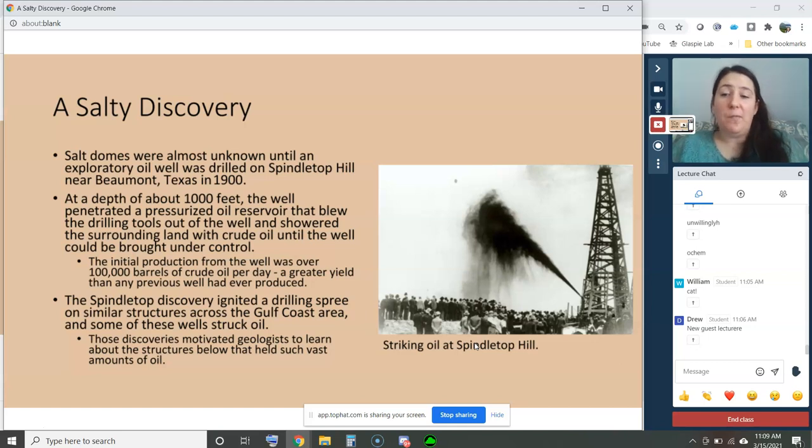This was a really productive well. The initial production from the well was over 100,000 barrels of crude oil per day. And this was a greater yield than any previous well had ever produced. And so after this success, the Spindletop discovery ignited a drilling spree on similar structures across the Gulf Coast. And so they were looking essentially for salt mounds. And some of these wells struck oil, and so geologists decided to learn more about these salt dome structures and the reasons why they were such a great source for oil.